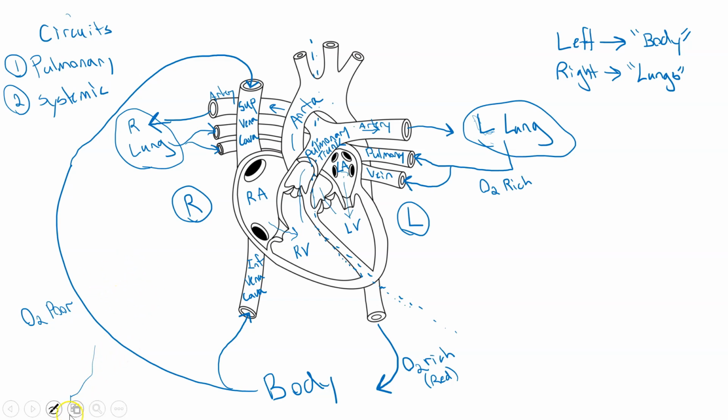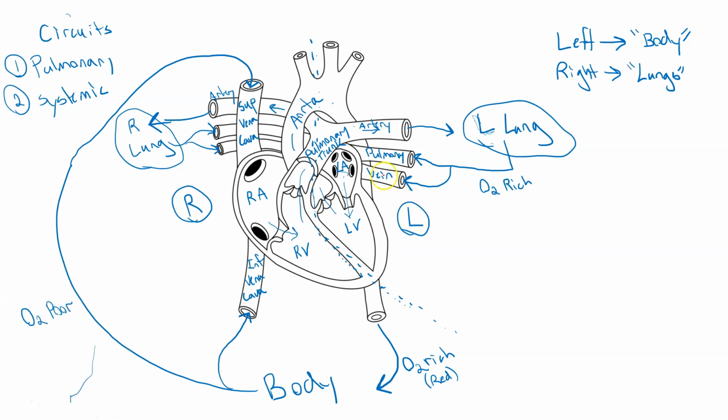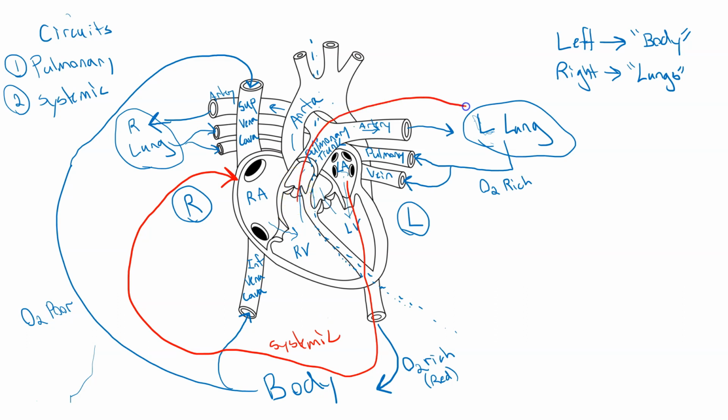Maybe I'll draw this in a different color here. So systemic would be this circuit going from this side of the heart to the body and then back to the right atrium. That's the systemic circuit. And then the pulmonary circuit would be the one that goes from the right side of the heart to the lungs, and then back to the left side of the heart. Sorry, it's kind of messy.